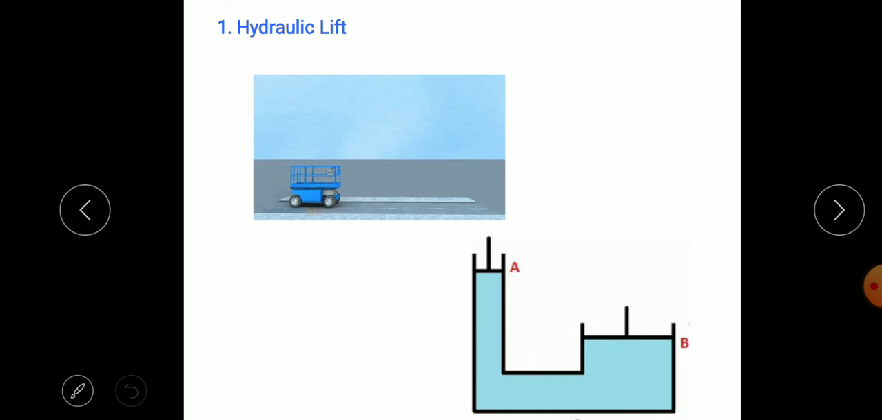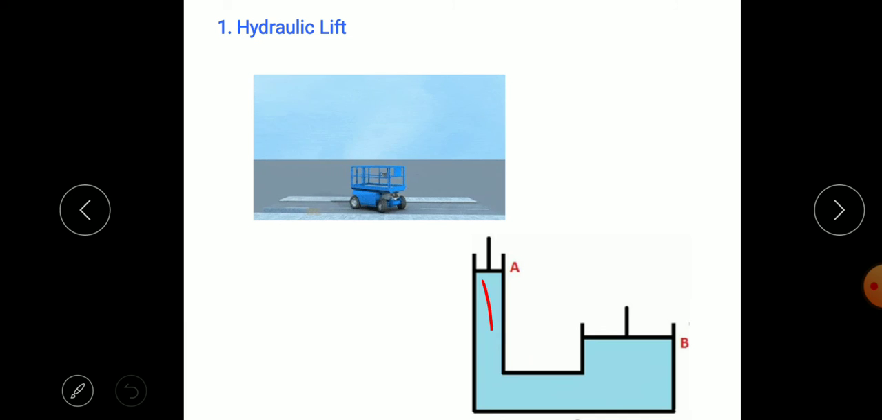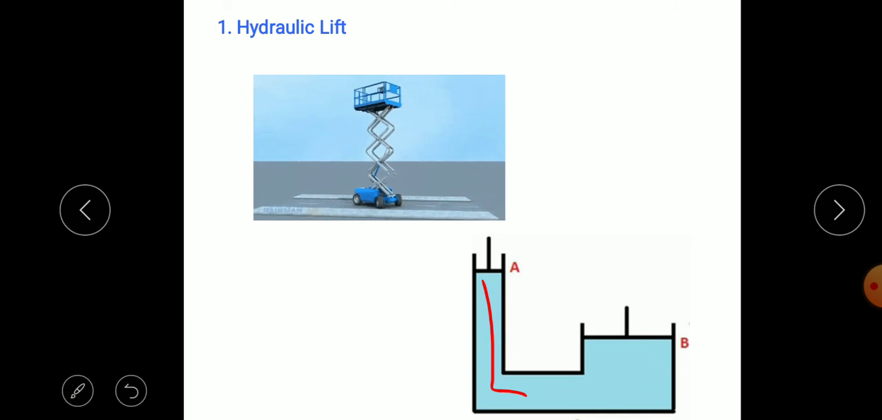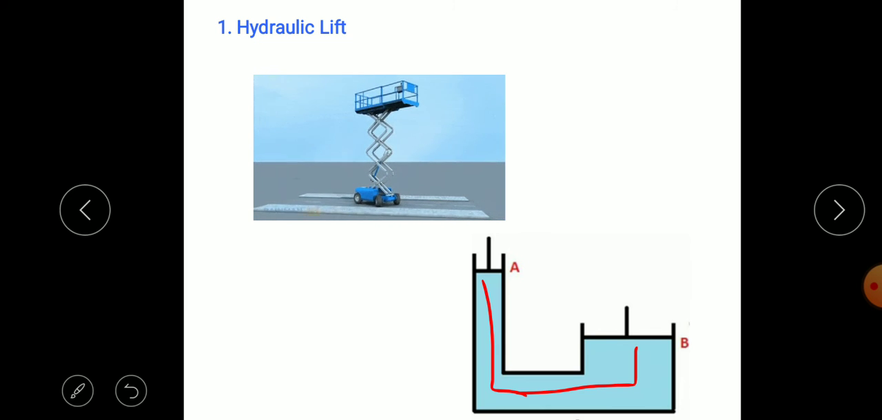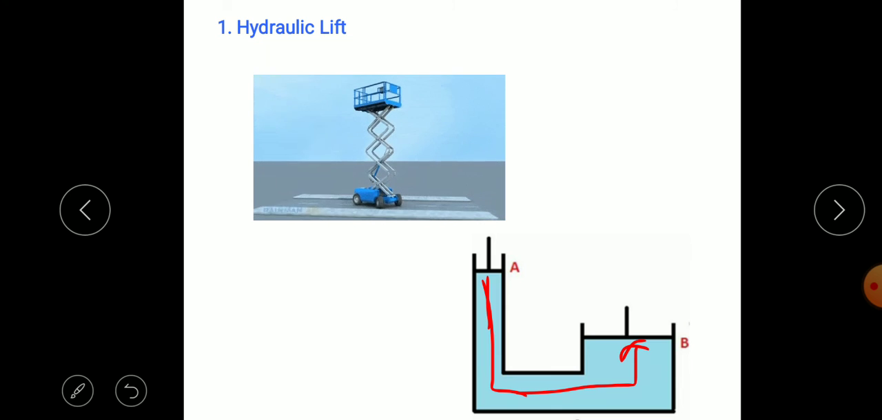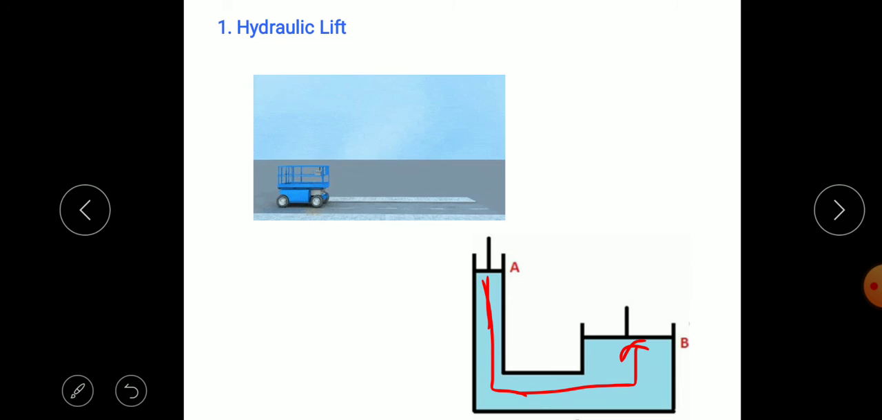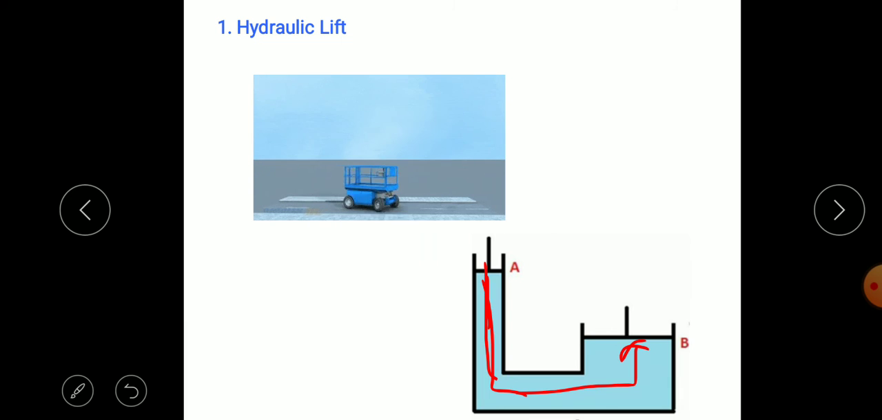So in screw jacks or hydraulic lifts, we can see that hydraulic lifts are used to lift objects. By applying a very small force at one point in a cylinder, we can get more force at the other end by Pascal's law. Pascal's law is useful in designing hydraulic lifts because we have to determine how much force will be required to lift the objects.